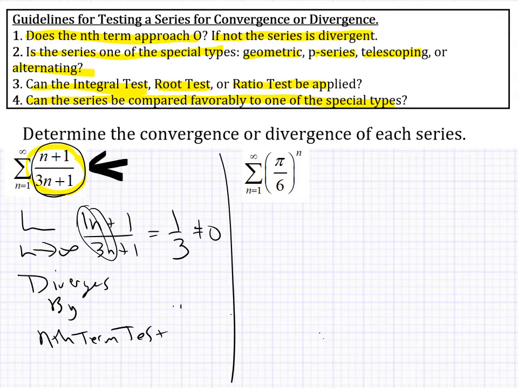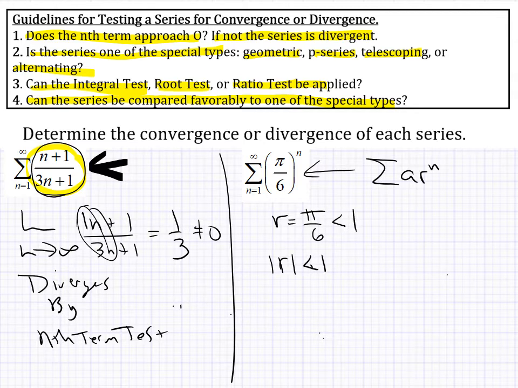Next one. Right away, you should look at this and see it looks like a geometric series. This looks like the sum of a r to the n, where r is pi over 6. Pi over 6 is less than 1. When the absolute value of r is less than 1, we're going to converge by the geometric series test.